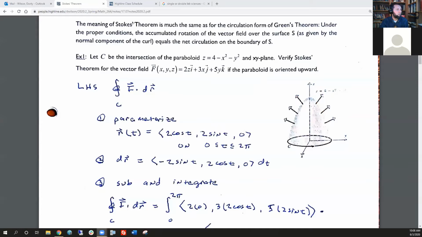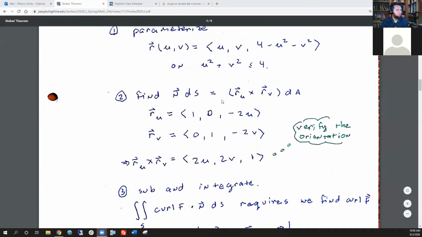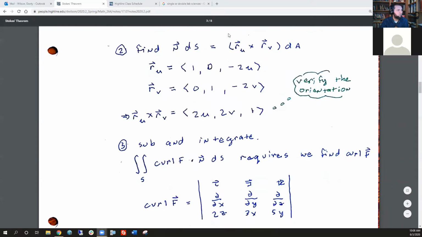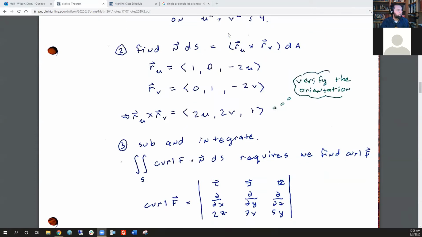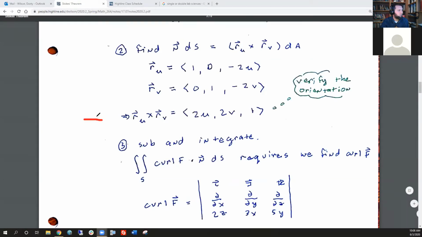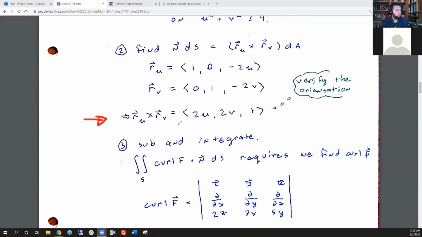So to check, I'm going to come to this place right here, where you have the r_u cross r_v, and what we want to do is determine whether or not this is pointing basically up or down. And so I'm going to pick some nice u, v values. What would be some nice u, v values? 3 and 3. Maybe even nicer than that. 0 and 0. 0, 0, really nice, right? Say 0, 0.